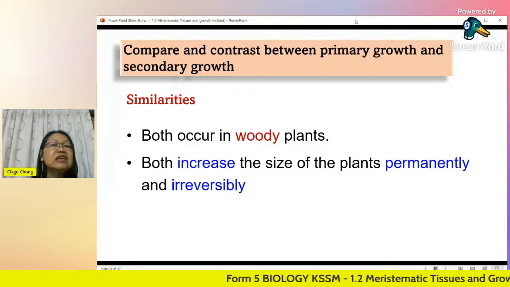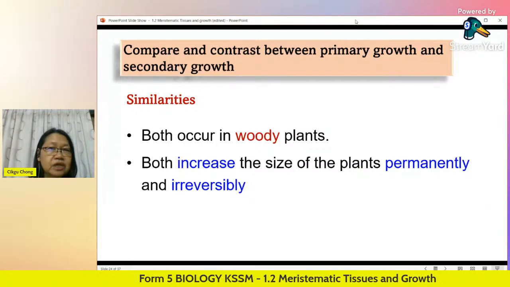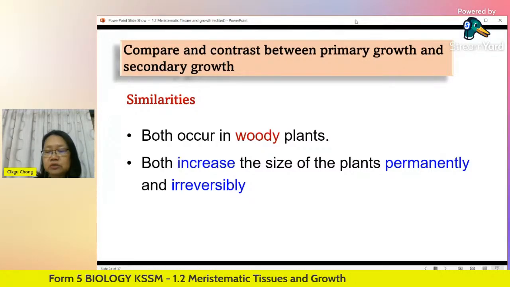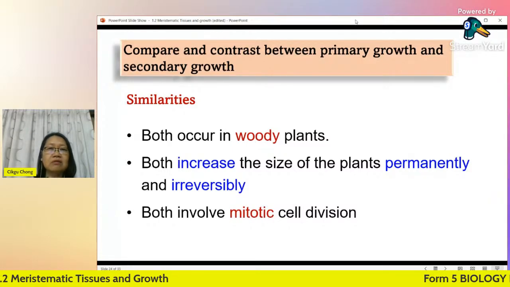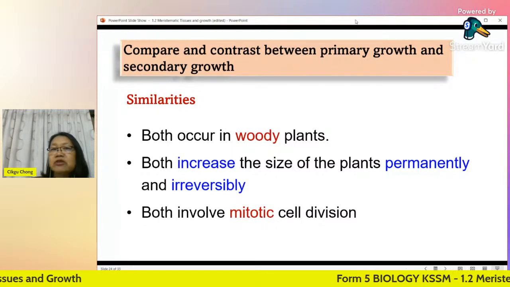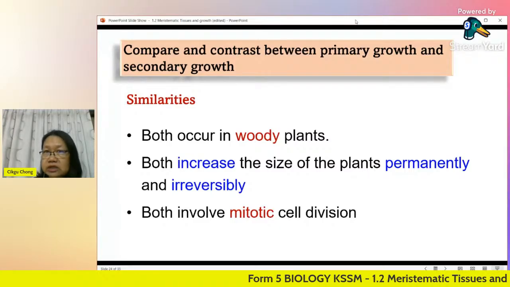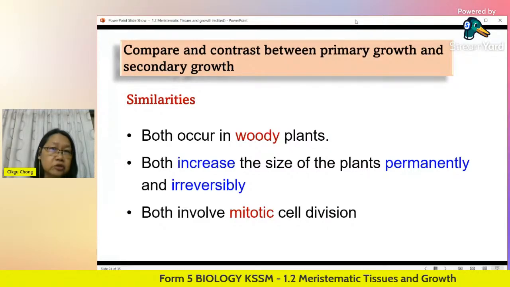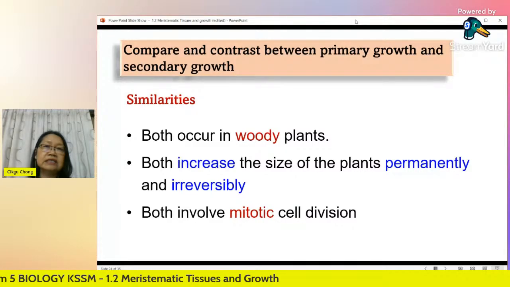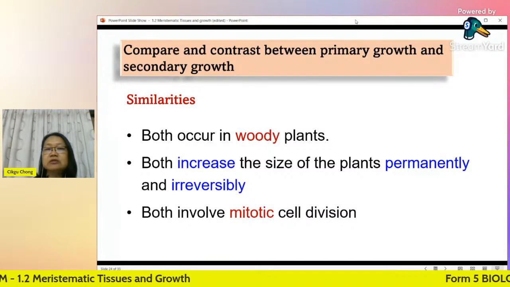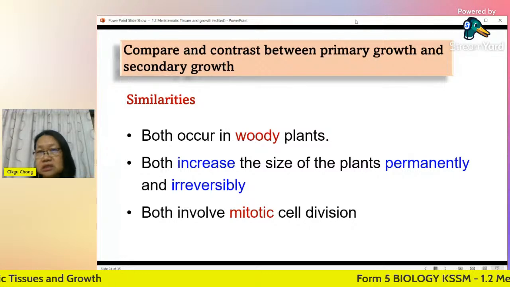Growth is an irreversible change in the size, in the number of tissues, the number of cells. Both involve mitosis. Whether it's primary growth or secondary growth, all this growth is due to mitosis being carried out by either apical meristem or lateral meristem. Okay, so these are the three major similarities.